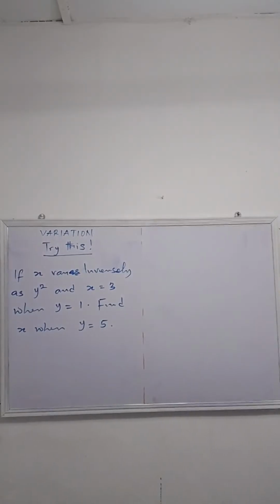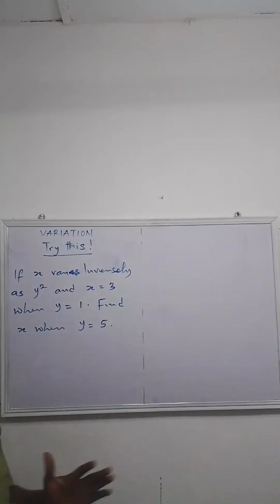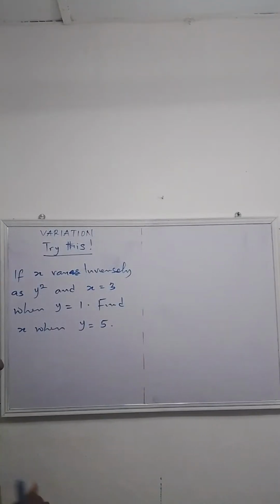Someone is dropping the connecting formula. 3 over 25, I think I'm seeing 3 over 25. Let's see which one is the correct answer so that we move on to the next thing. All right, I salute you, I can see that you are doing something. So now let's check whether what you have is correct.